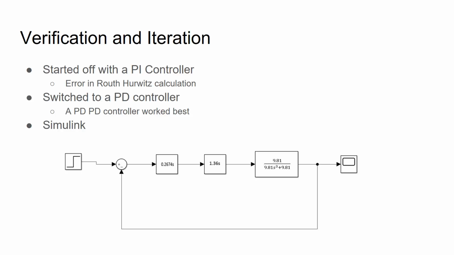We optimized our system by choosing K values of 0.2674 and 1.36. This gave us a rise time of 0.2 seconds, which is well under 1. This is important because the mass will get up to the desired velocity very quickly while maintaining zero overshoot so it does not oscillate out of control.